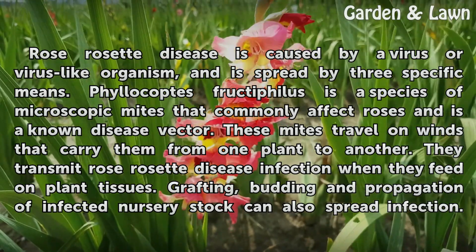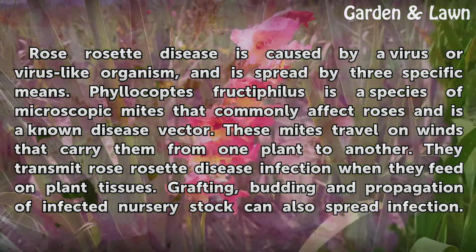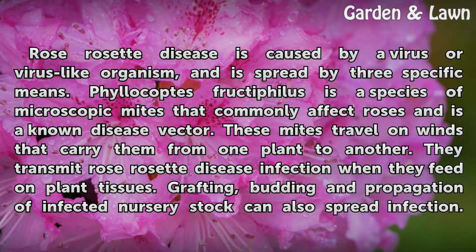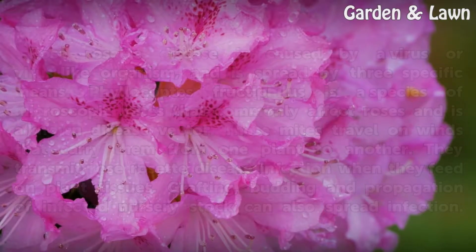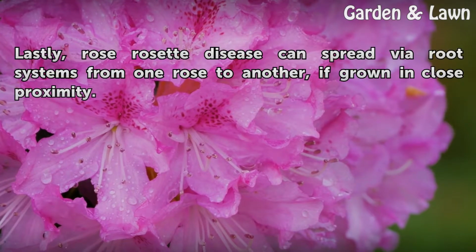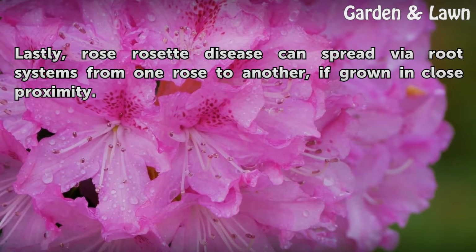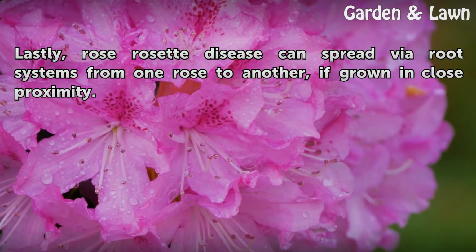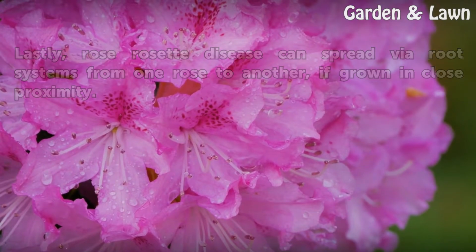They transmit Rose Rosette disease infection when they feed on plant tissues. Grafting, budding and propagation of infected nursery stock can also spread infection. Lastly, Rose Rosette disease can spread via root systems from one rose to another, if grown in close proximity.